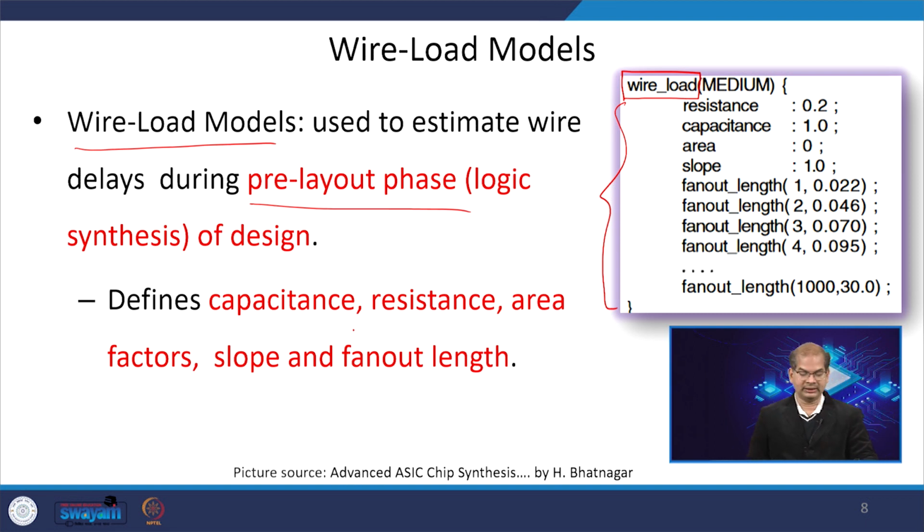So, what does it contain? It contains capacitance, resistance, the third one is the area factor, the fourth one is the slope, and the fifth one is the fan out length. This is the information that will be used by the tools to find out the effective delay through the interconnect, and that will be added to the actual gate delay to estimate the overall critical path delay of the actual design.